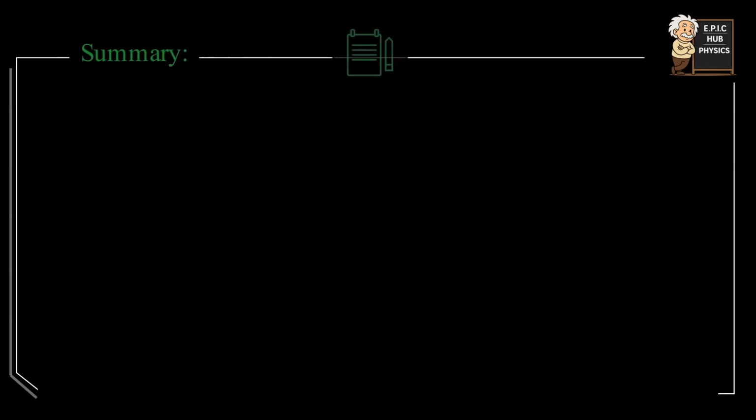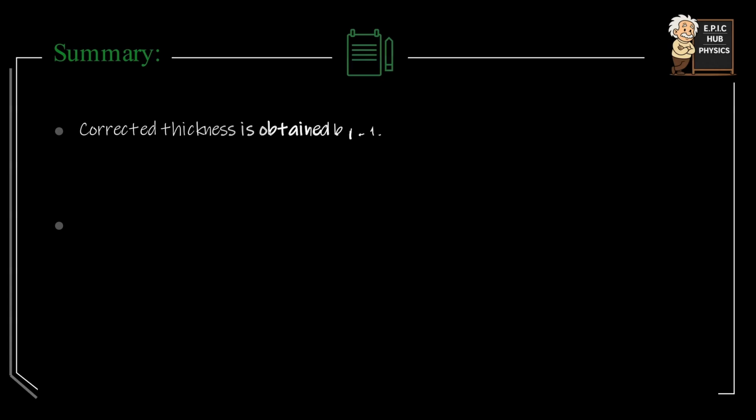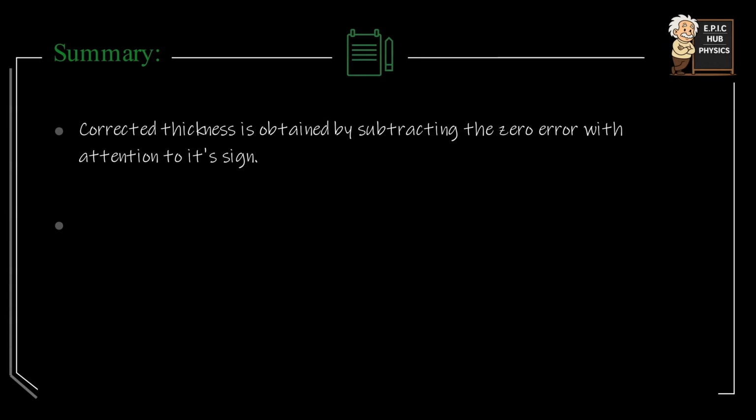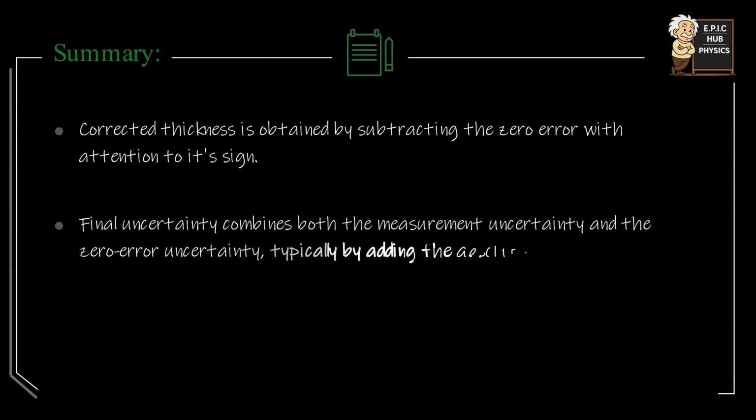Now let us finalize with the main takeaways. Corrected thickness is obtained by subtracting the zero error with careful attention to its sign. Also, the final uncertainty combines both the measurement uncertainty and the zero error uncertainty by adding the absolute uncertainties.